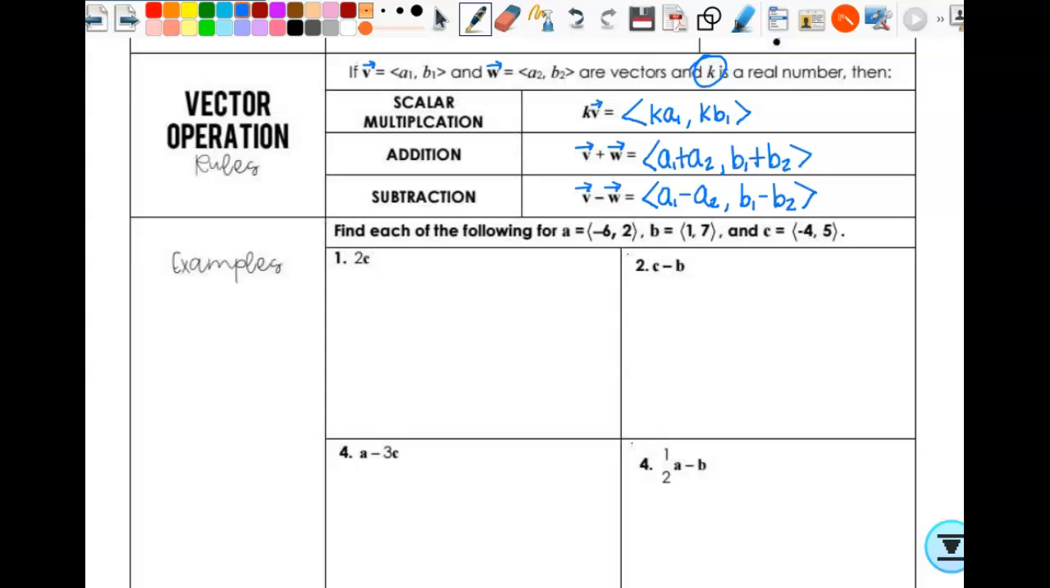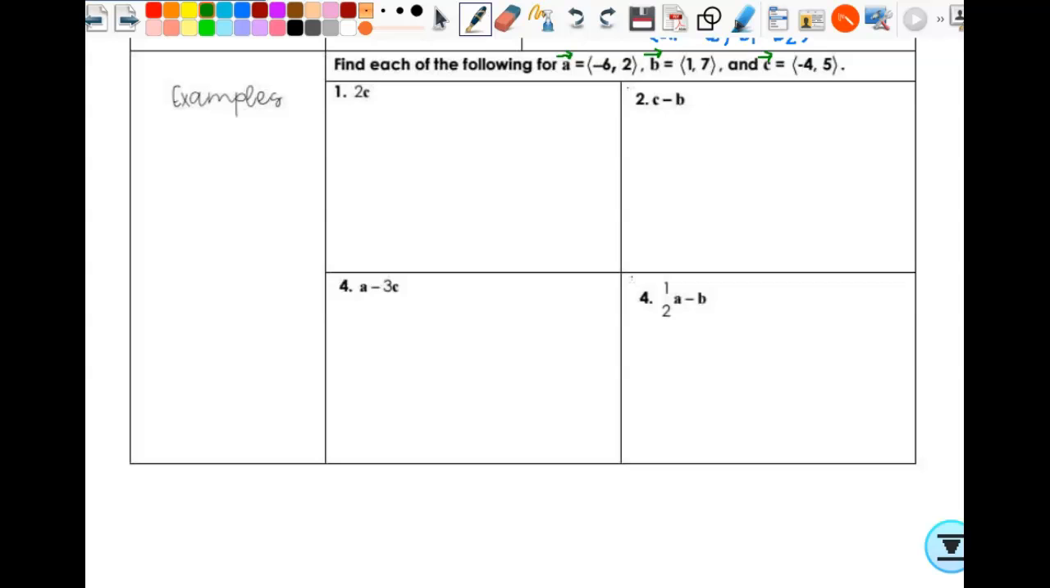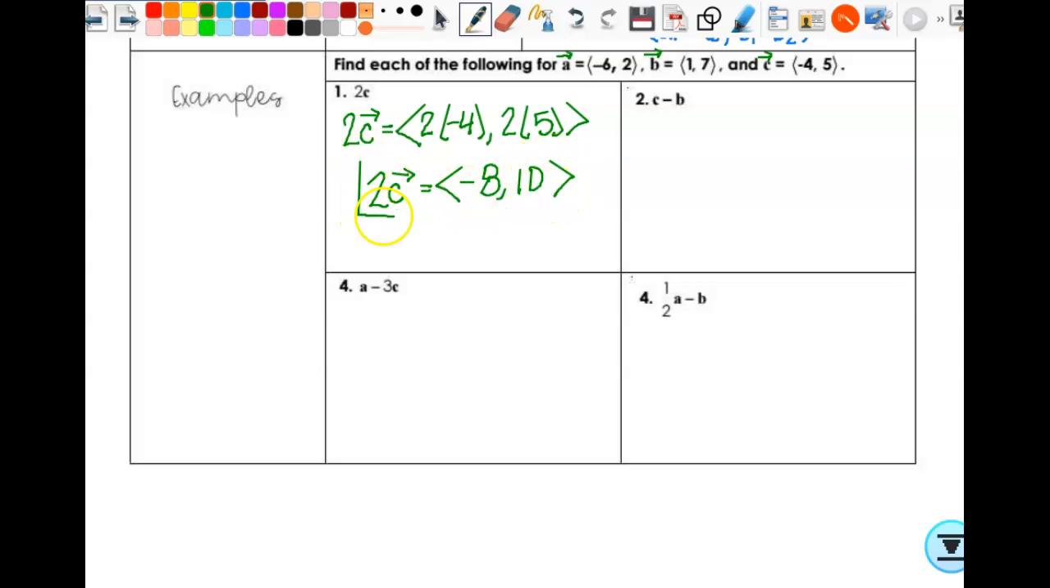All right, so we're going to find each of the following. We have A, B, and C here. To do 2 times vector C, I would have 2C equals 2 times negative 4, and then 2 times 5. So 2C equals negative 8, 10. That would still be going in the same direction. It's just going to be twice as long.